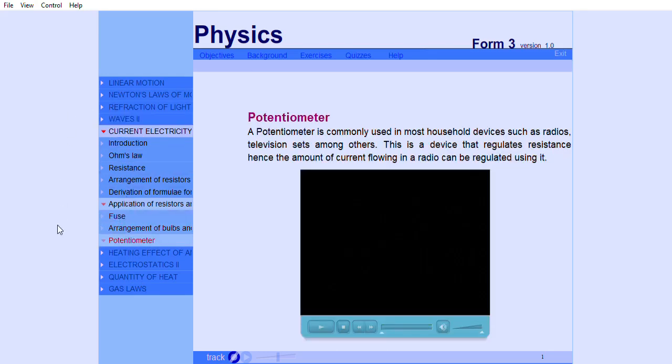Potentiometer. A potentiometer is commonly used in most household devices such as radios, television sets, among others. This is a device that regulates resistance, hence the amount of current flowing in a radio can be regulated using it. Click on the play button to make your observations.